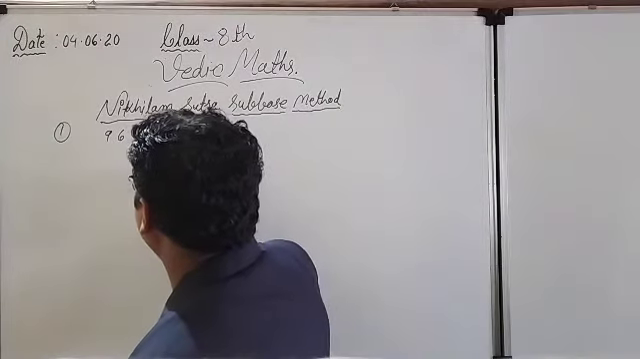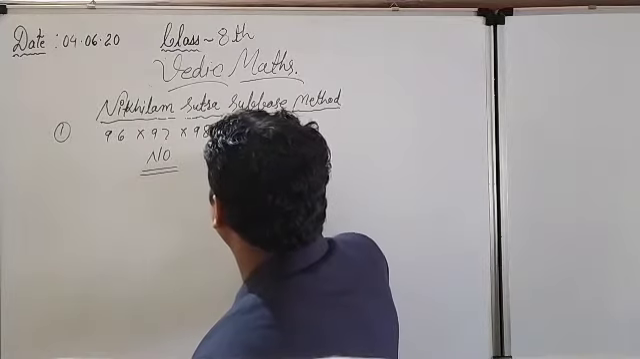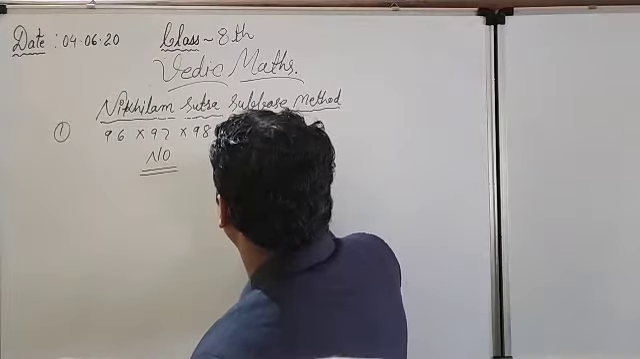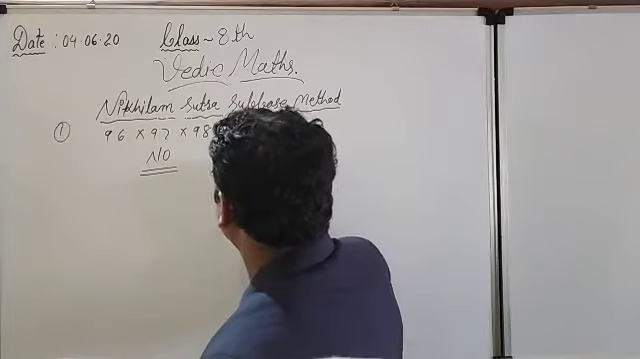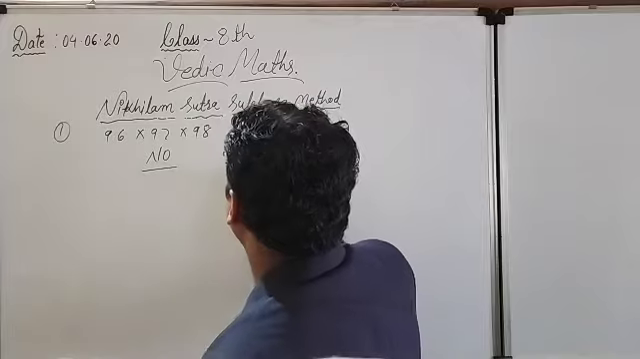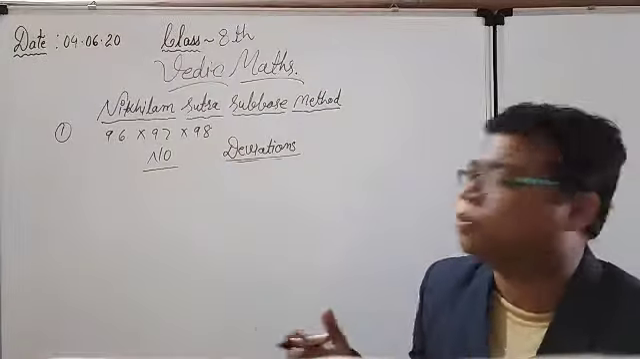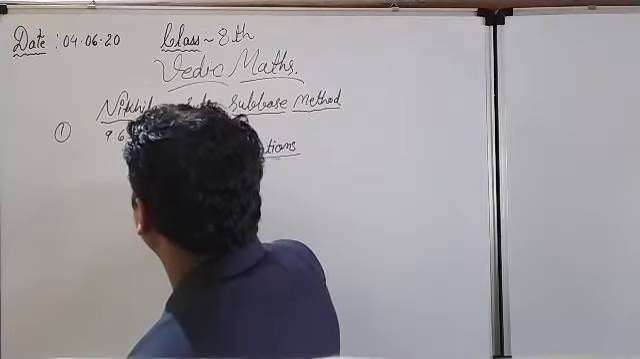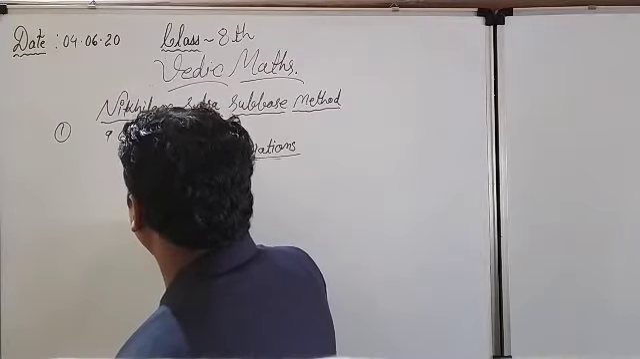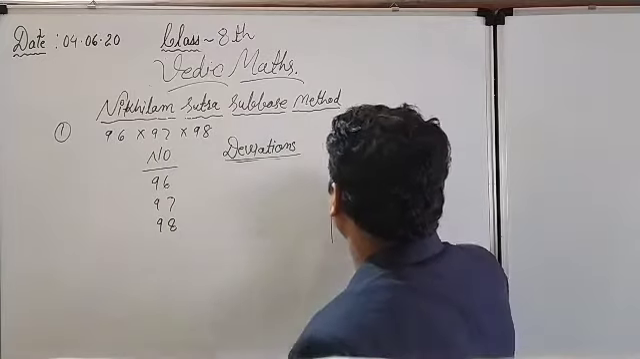First we have to make 2 columns. One is the number, another is the deviations. One by one you will try to understand, because understanding is the main thing. Once you understand, after that by so much practice you can solve it at your home also. Numbers are 96, 97 and 98. You can see, and here I will prepare my hints.